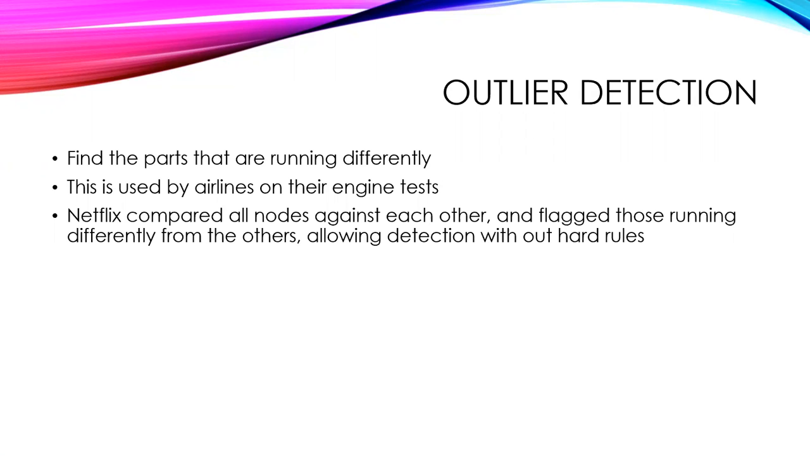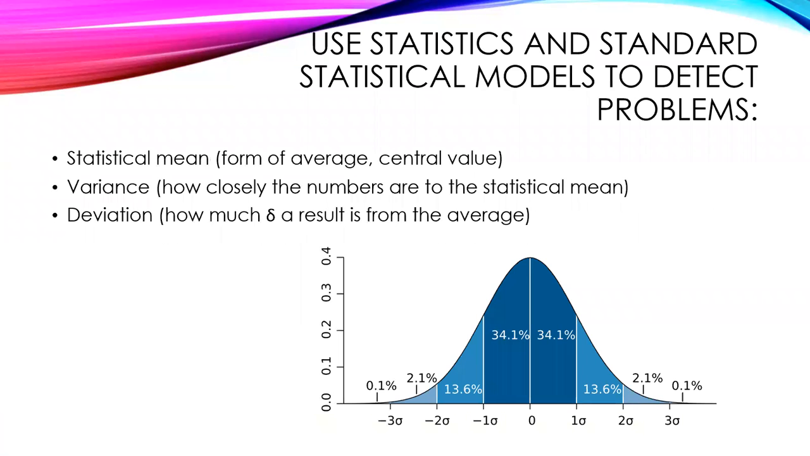Airlines use similar tests, and basically we're just trying to find what parts are running differently. Everything should be running smoothly and predictably because they're all running on the same code, because we're using a single trunk, hopefully. We want to use statistics and standard statistical models to detect problems.